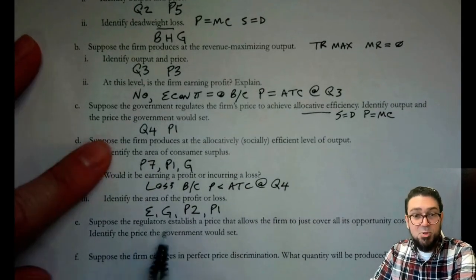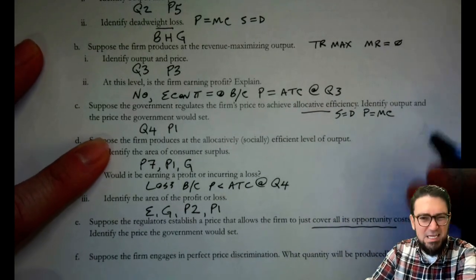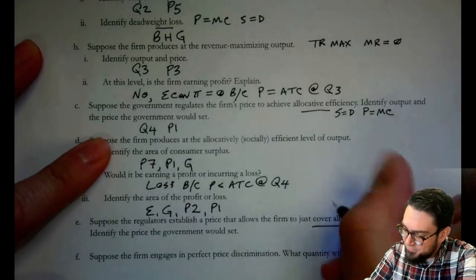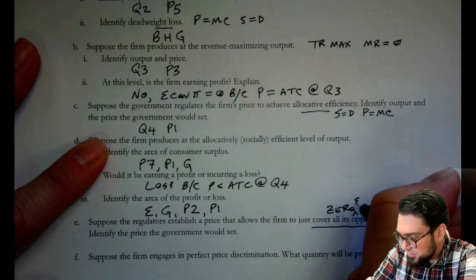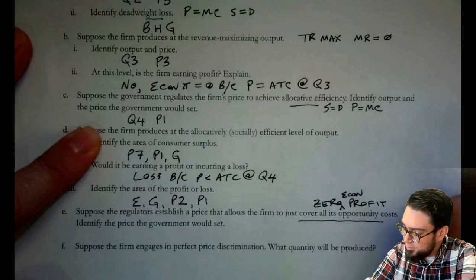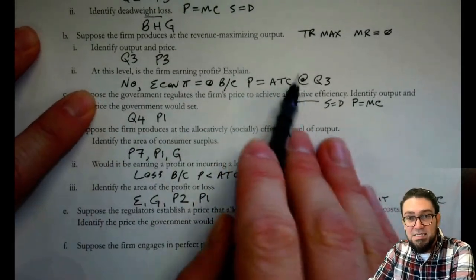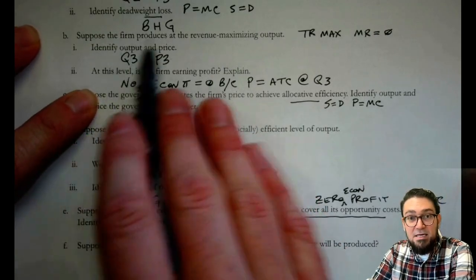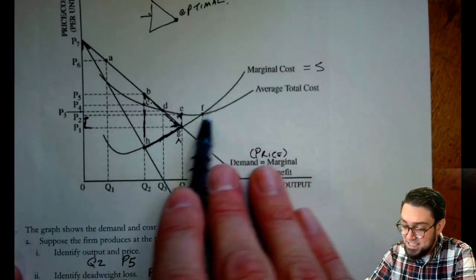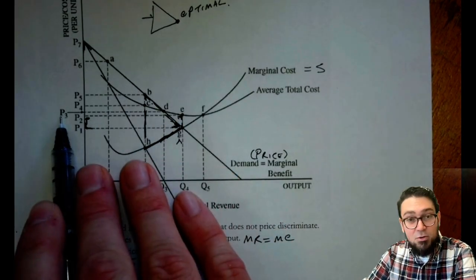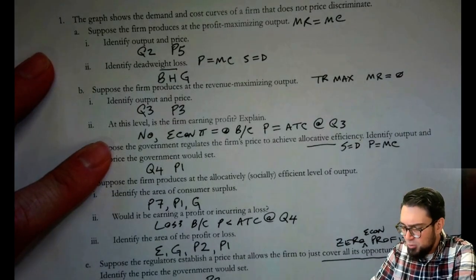Now part E: suppose the government establishes a price that allows the firm to cover all its opportunity costs. What does that mean? That means they're earning zero economic profit. And we know that's going to occur where price equals ATC. But what's fun is we actually already knew that. Here, price equals the ATC at quantity 3. We just talked about that when they produce at their revenue-maximizing level. So the price they would set, if we come back up and look at it, where does ATC equal the price? Here at point D, and that corresponds to price 3. So we're going to say P3, and it's not asking for a quantity here.